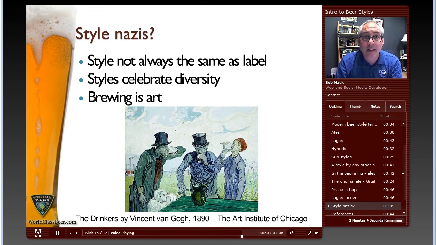In my opinion, the best brewers are artists, and a true artist should never be concerned about coloring inside the lines. A true artist should be free to express themselves with their various ingredients and techniques in any manner that they choose.